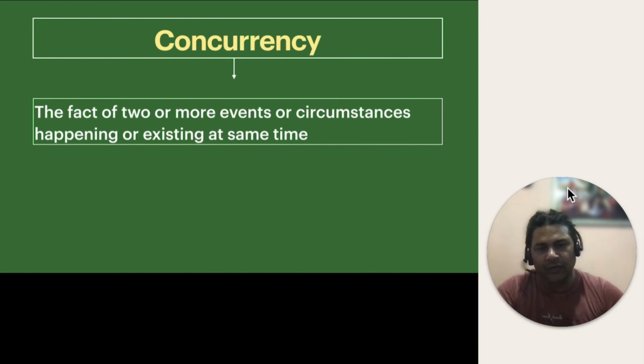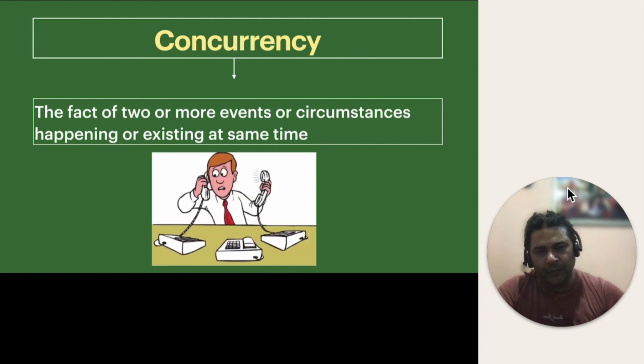First of all, what is concurrency? The dictionary meaning of concurrency is the fact of two or more events or circumstances happening or existing at the same time. Suppose here is a person attending two calls at the same time, so it's the scenario of concurrency.